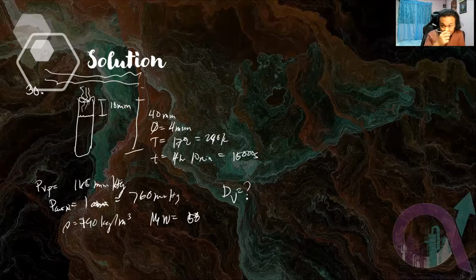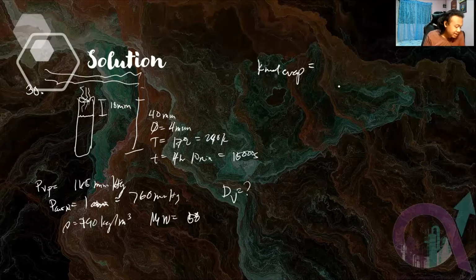So how do we go about this? The first step is that we have to find the moles of liquid evaporated. So we have the kmole evap. Okay, kmole evap.